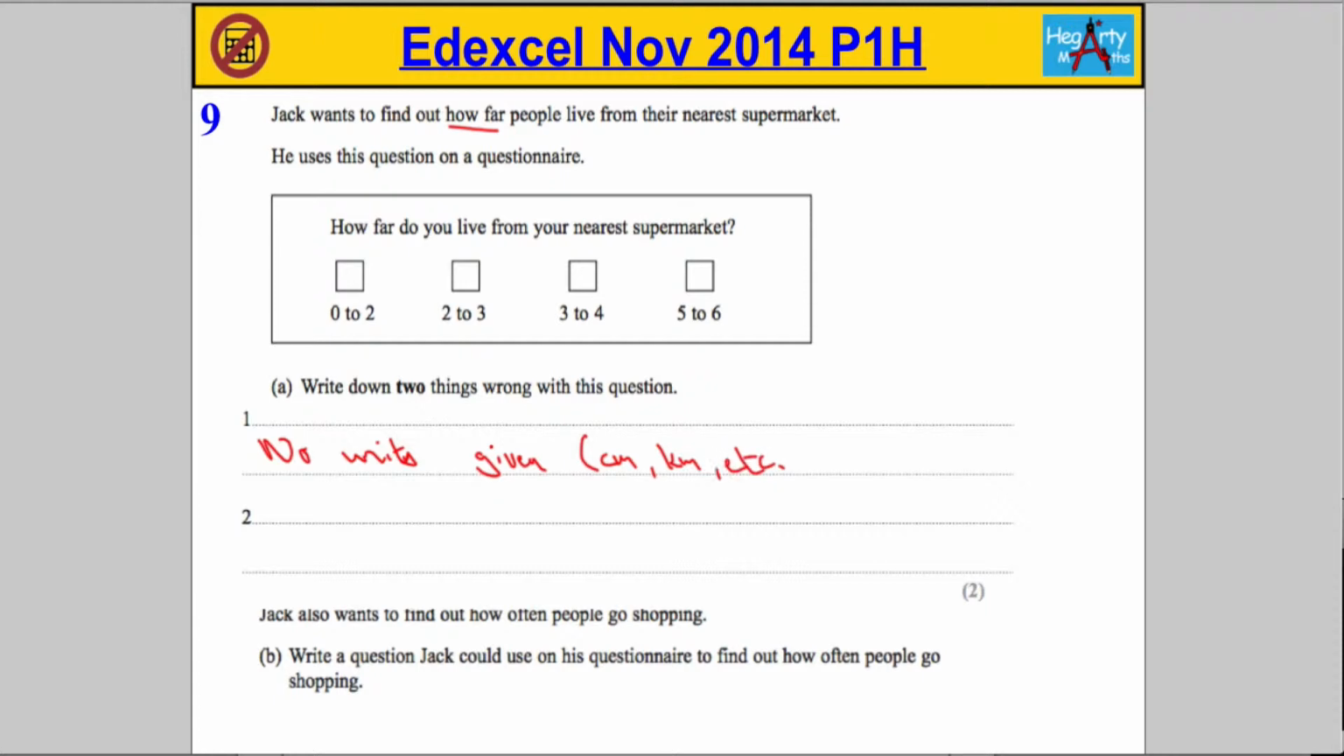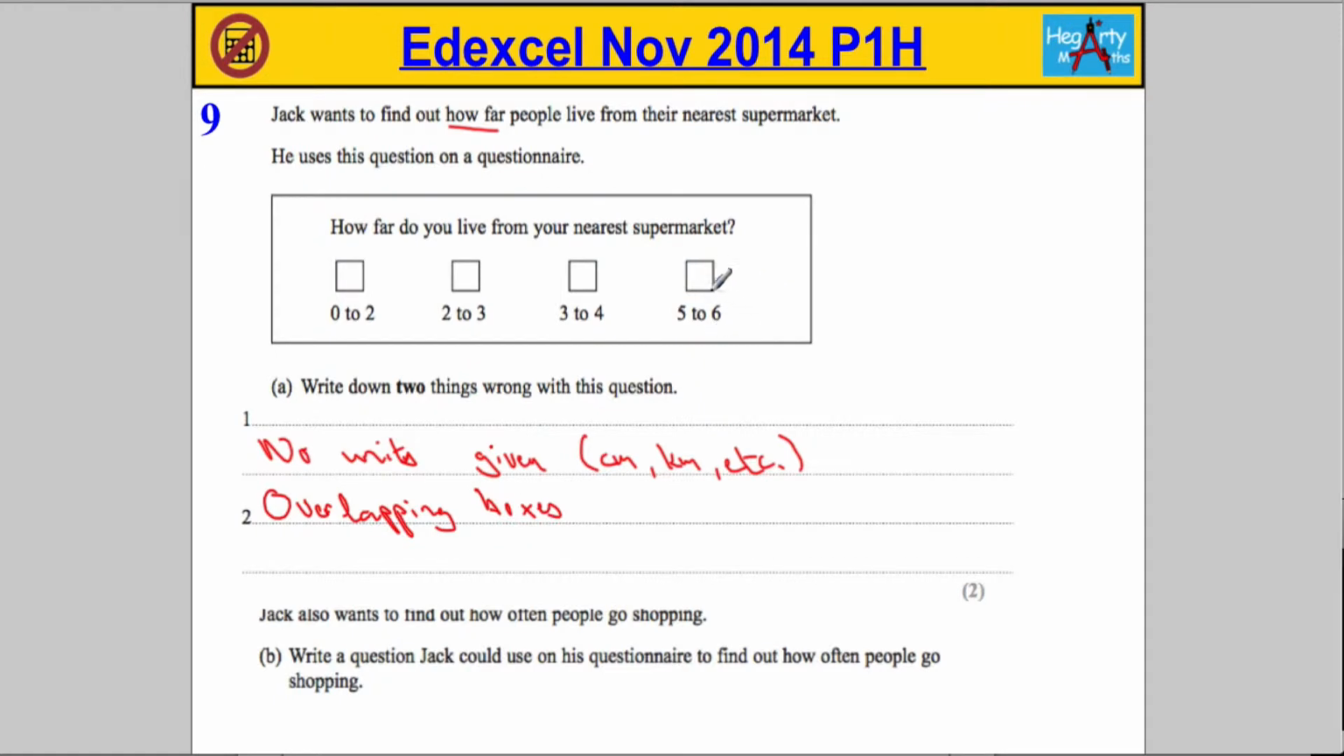Another thing, and it's a typical answer to these questions, is actually very often the boxes overlap. If I did live 2 away from my nearest supermarket, which box would I pick? So that's a problem. So I'm going to say overlapping boxes. And that's an issue. There's also a third one.